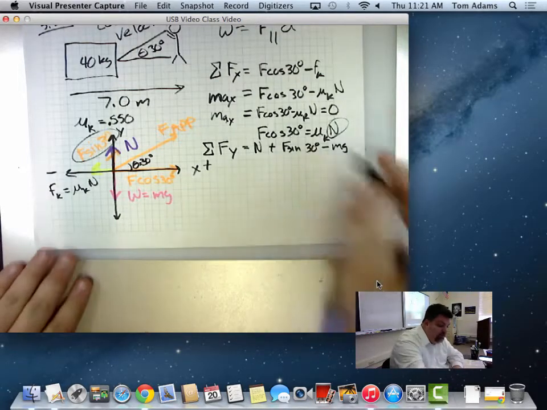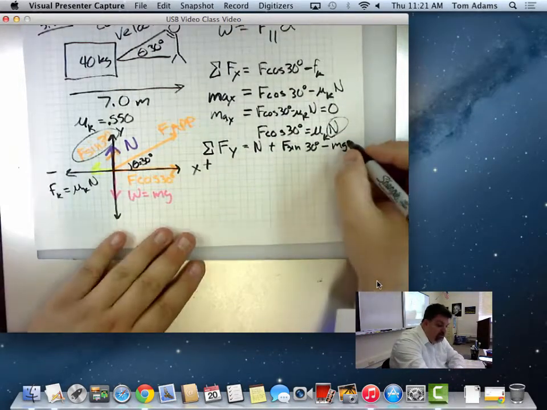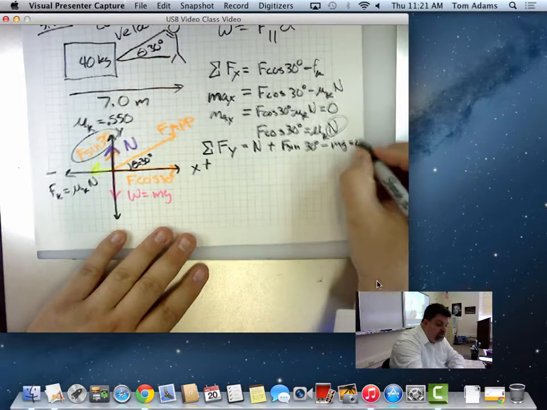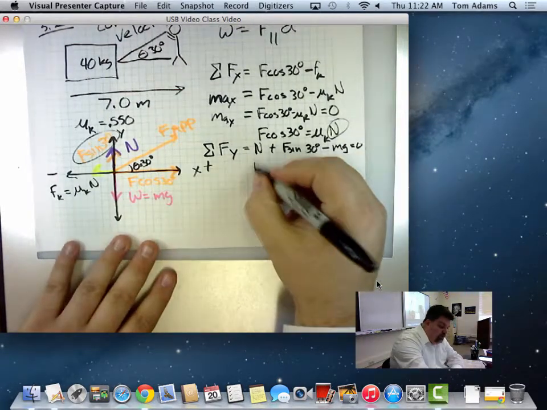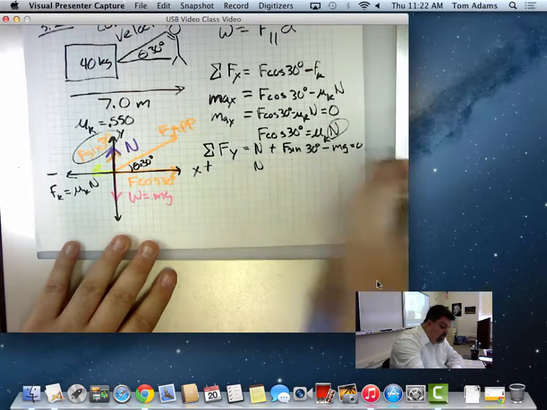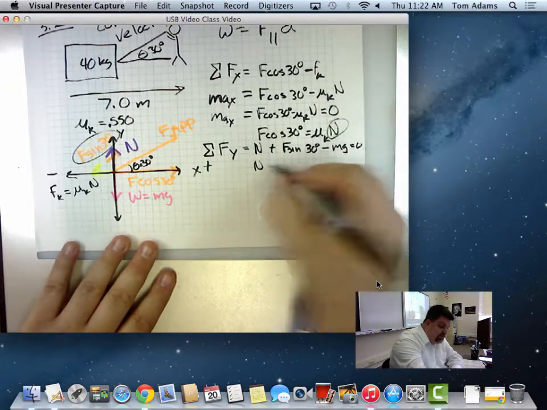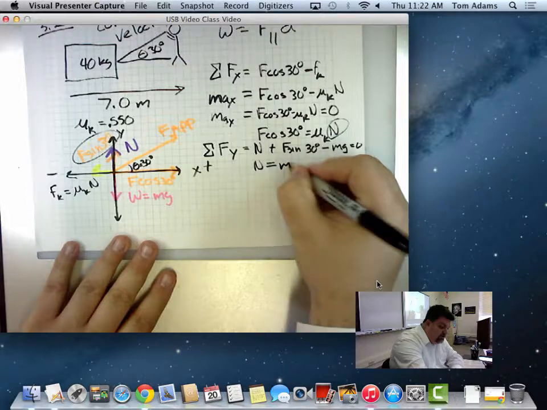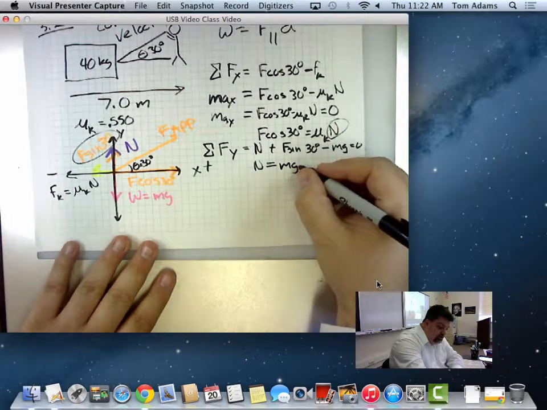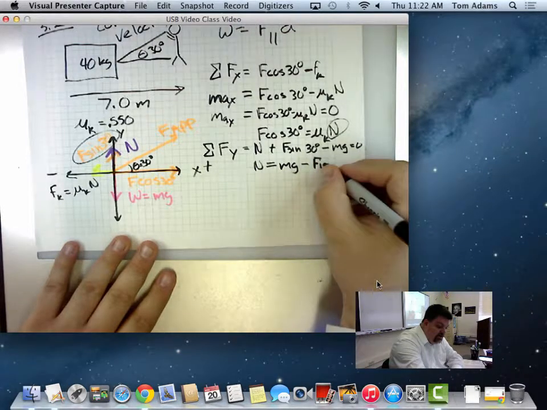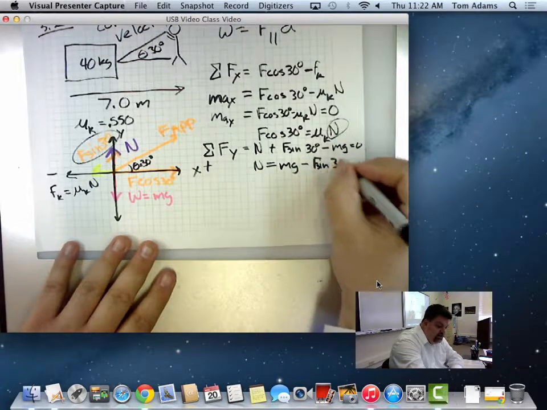Now, since it's not accelerating up or down, that's equal to the mass times the acceleration, so that's set equal to 0. So if I solve for the normal, and I move everything else to the other side of the equal sign, I get that the normal is equal to the mass times the acceleration due to gravity minus F sine of 30 degrees.